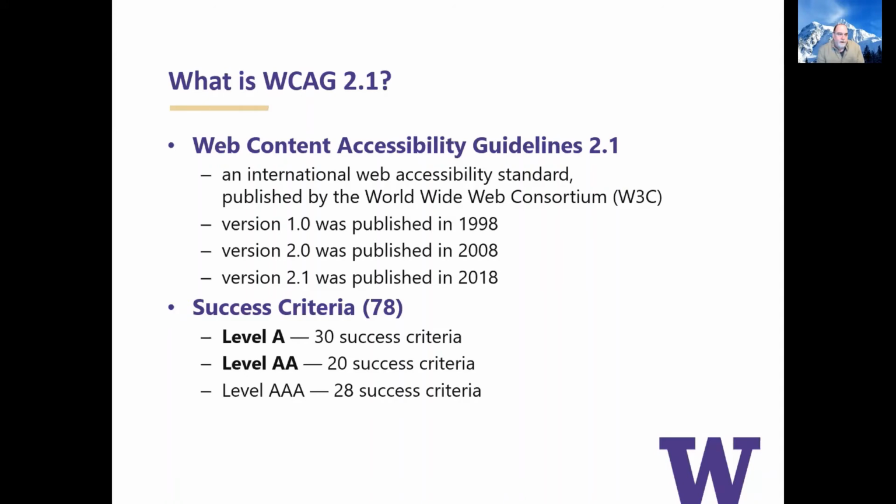What's important about WCAG, without going into a lot of the details, is that there are 3 levels of success criteria, A, AA, and AAA. And most of the policies and standards that we work with are at the AA level, which means that there are 50 different success criteria for accessibility.